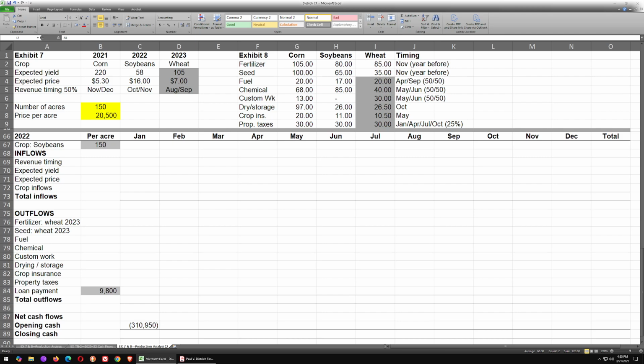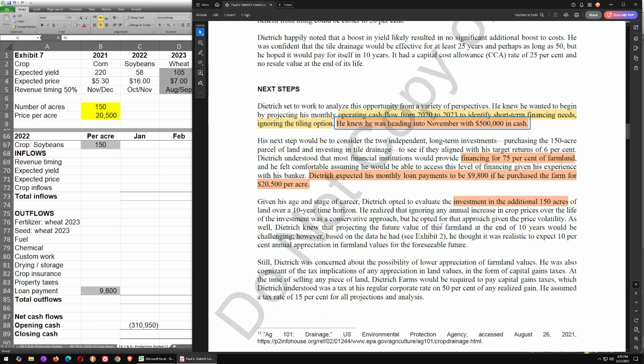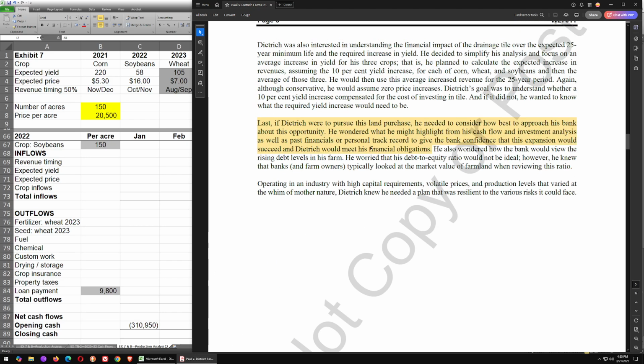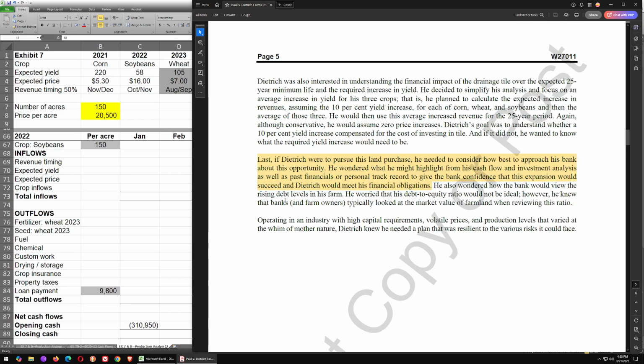And the last one is in this document here, or let me see right here. It says that we're asking this question. Last, if Dietrich were to pursue this land purchase, he needed to consider how best to approach his bank about this opportunity. He wondered what he might highlight from his cash flow and investment analysis, as well as past financials or personal track record, to give the bank confidence that his expansion would succeed.